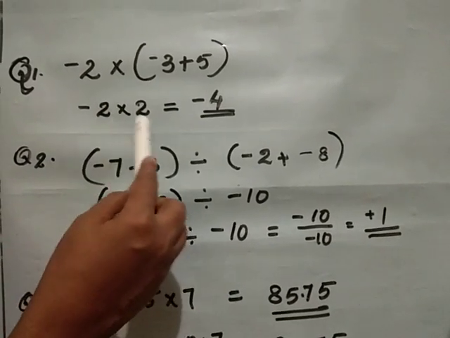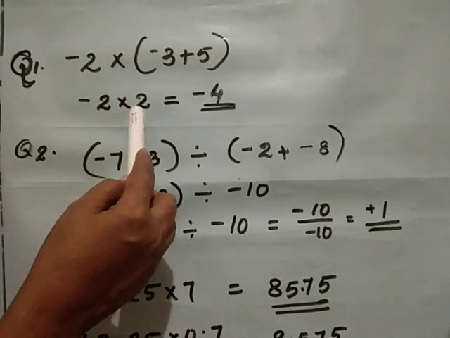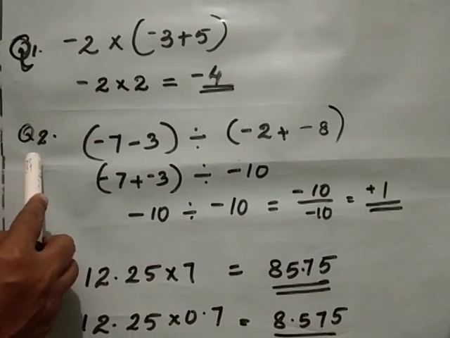We know how to multiply two integers. One is negative, one is positive, so the answer is negative. 2 into 2 is 4. The answer is negative 4. Check question number 2.